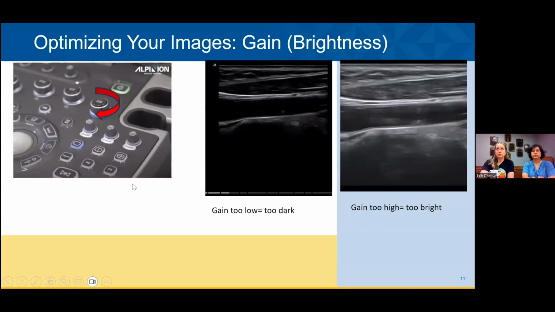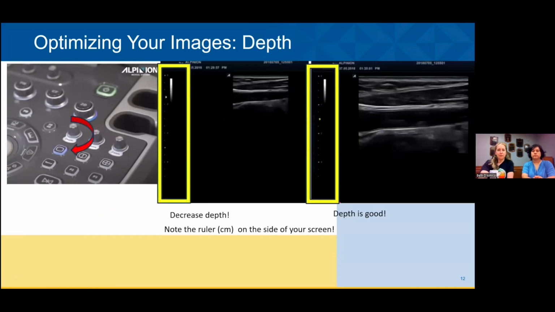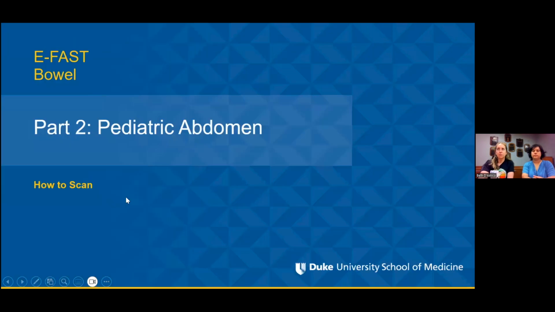And then last two comments, making sure that your images are good quality. So one thing you can do is always adjust your gain. That's your brightness. You don't want it to be too dark, but you also don't want it to be too bright. There's some perfect middle ground there that you can usually achieve. And then making sure that your depth is appropriate for the image that you're taking. So you want your image to be filling up a lot of your screen. You don't want it crunched in the top or running out the bottom. And just as a reminder, there's a ruler on the side and you can change the depth pretty easily. So those are two pretty basic things that you can use to optimize your images.